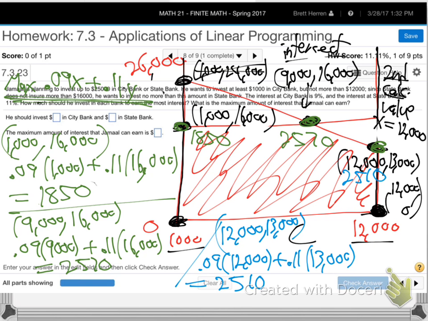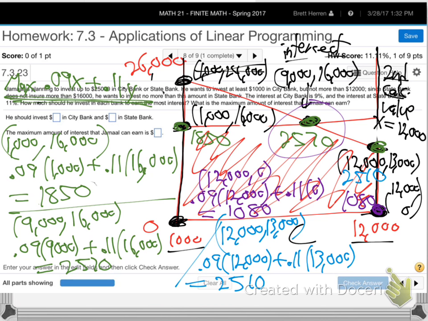And last. Last would be this one here. Plug in 12,000 comma zero. So I'm really out of room here. 12,000 comma zero, 0.09 times 12,000 plus 0.11 times zero is 1080. So who's the winner? Right there, 2570. He makes the most interest by putting 9,000 in Citibank, 16,000 in State Bank. That's his maximum profit point, given his constraints, given the requirements.